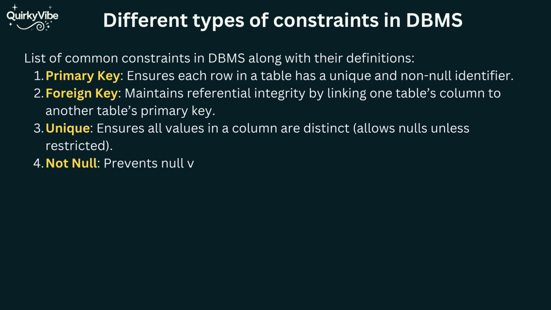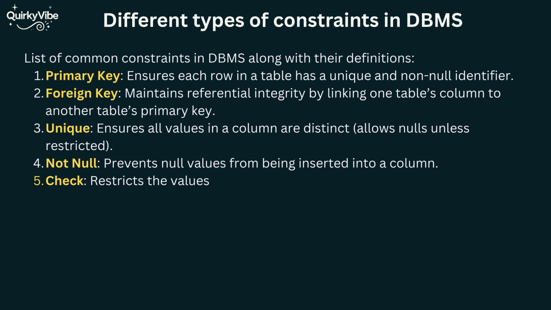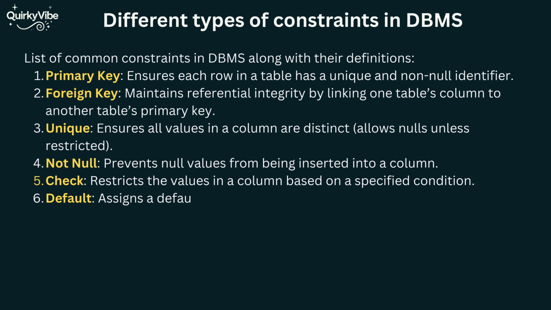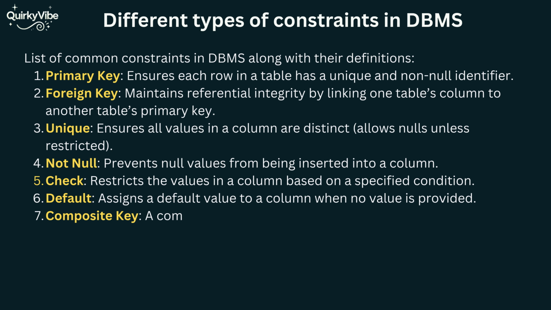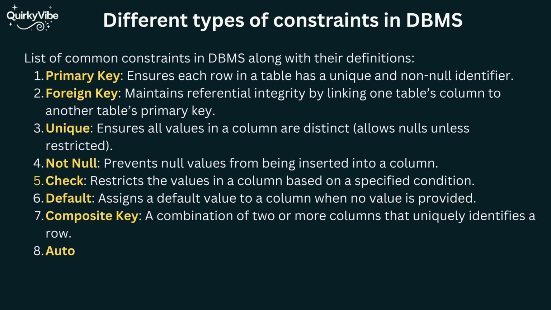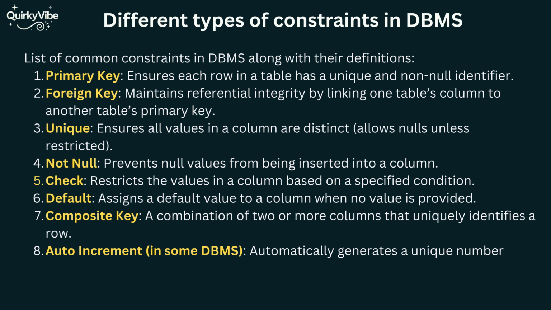Not null prevents null values from being inserted into a column. Check restricts the values in a column based on a specified condition. Default assigns a default value to a column when no value is provided. Composite key, a combination of 2 or more columns that uniquely identifies a row. Auto increment, in some DBMS, automatically generates a unique number for new rows, e.g., MySQL.